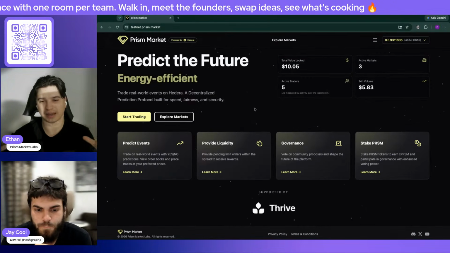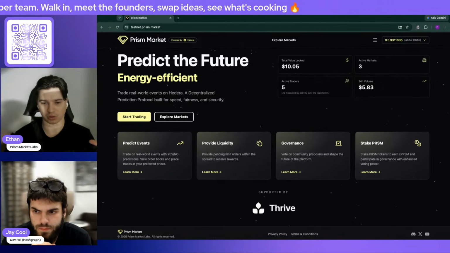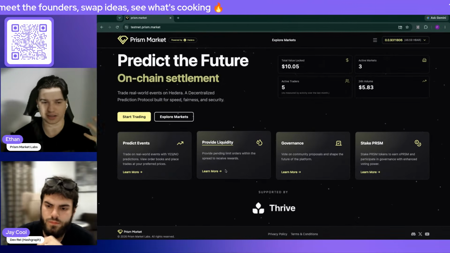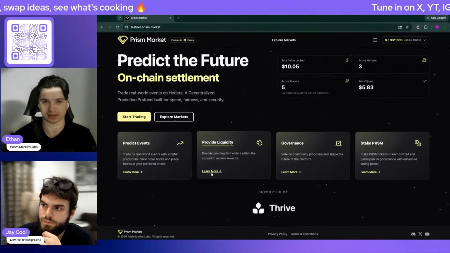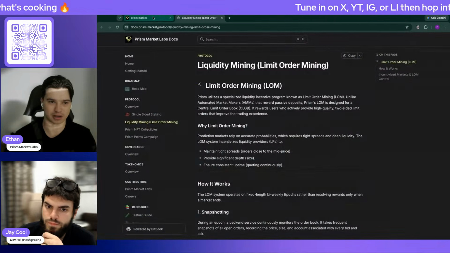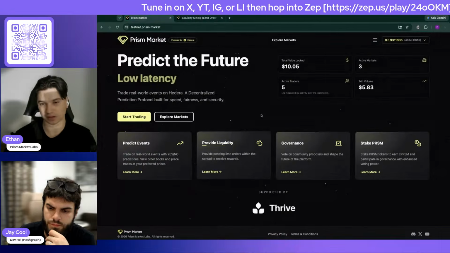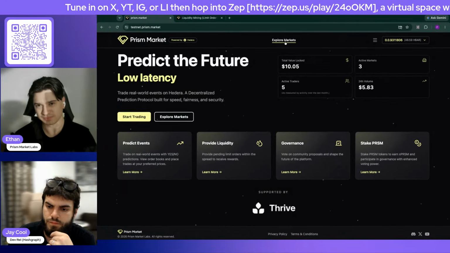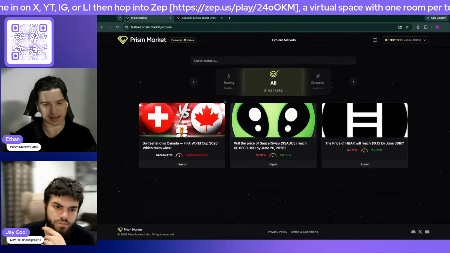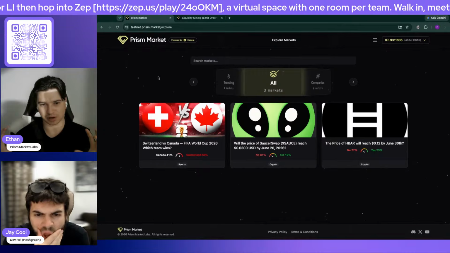Yeah, so the homepage just has an overview of how the protocol will work. If you are curious about more in-depth information, you just click learn more, and then it brings up our documentation. But that's not what we're going to go through right now, because that's the boring stuff, right? So yeah, you just go to explore markets, and you can see we have 3 testnet markets right now.